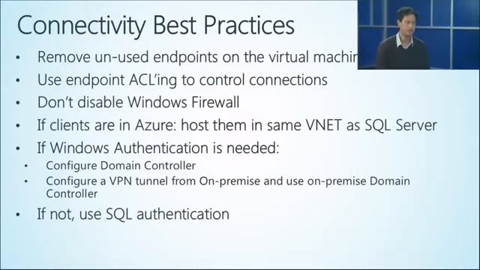If your clients are in Windows Azure, host them in the same virtual network as SQL Server. Again, this will ensure that the IP addresses never change, so they can always connect to the name. If you need Windows authentication to authenticate to SQL Server, you can either configure a domain controller in Windows Azure, or you can set up a site-to-site tunnel between on-premises and the cloud and use your on-premises domain controller. If you don't use it, then you can simply use SQL authentication.